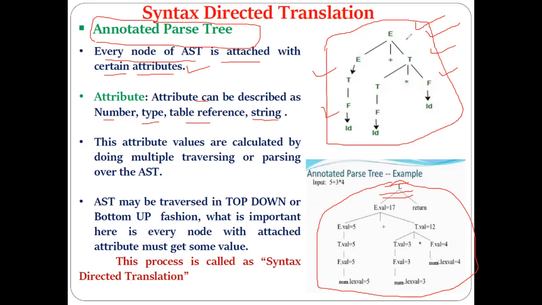Now, for example, here you can see E is there. Here we have attached to that E dot val. Now, what is this 17? That we'll further discuss. Don't worry about this. Just think about the attributes we have attached.